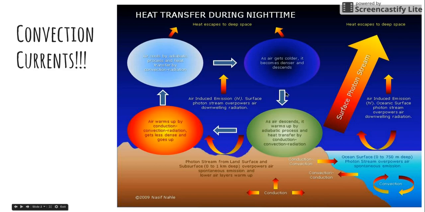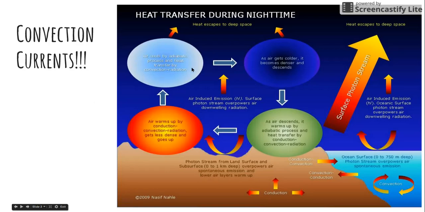So during the nighttime, as the air gets colder, it becomes denser and it starts to descend. As it then warms up by the process of heat transfer closer to the earth, you then have this air warming up by conduction, convection, and radiation. It gets less dense because now it's started to warm up. So those particles are moving much, much faster. And the air then proceeds to rise.